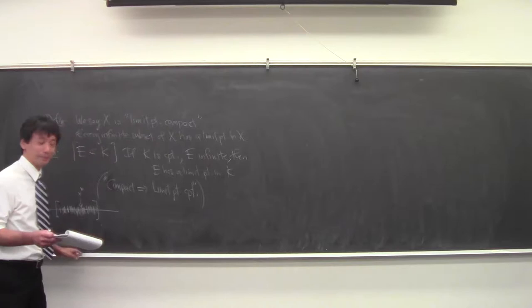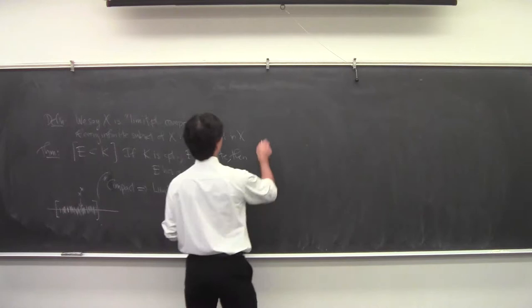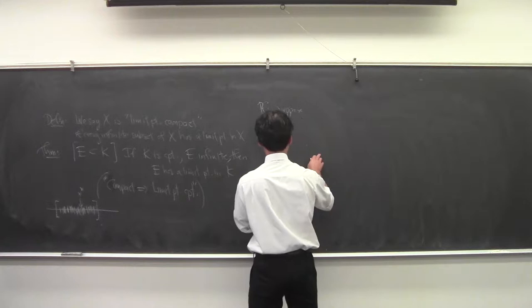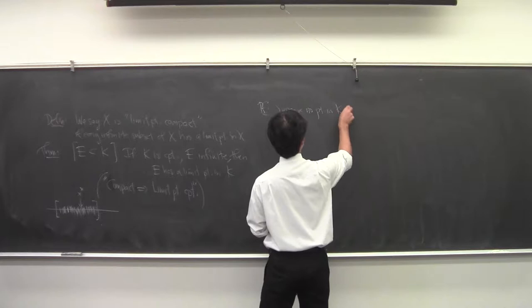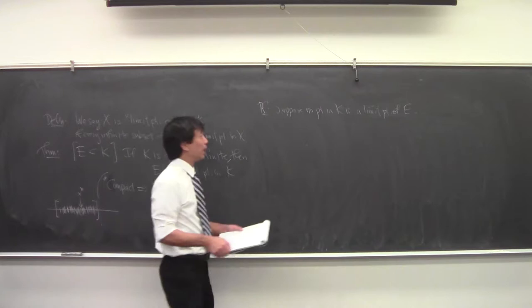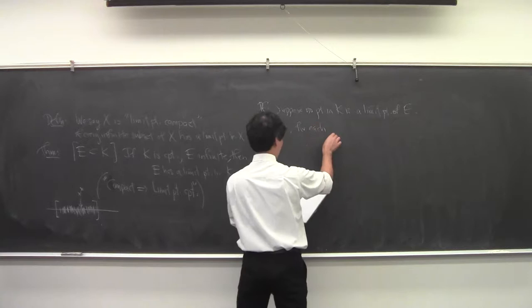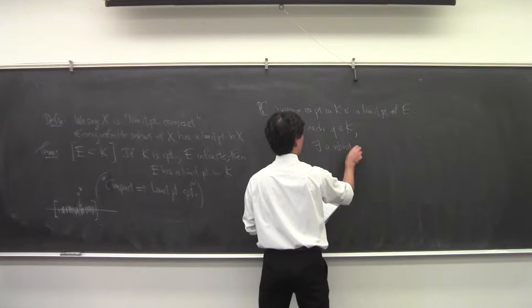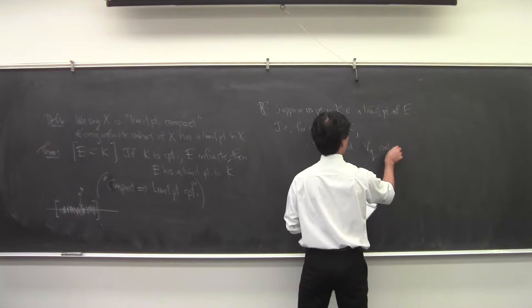Okay, so let's do the proof of this. The proof is to say suppose that no point in K is a limit point of E. That means that for each point, say q in K, there exists a neighborhood V sub q containing at most one point of E.